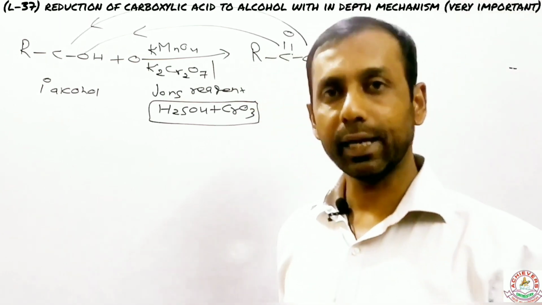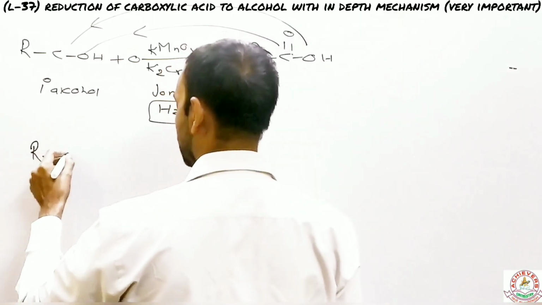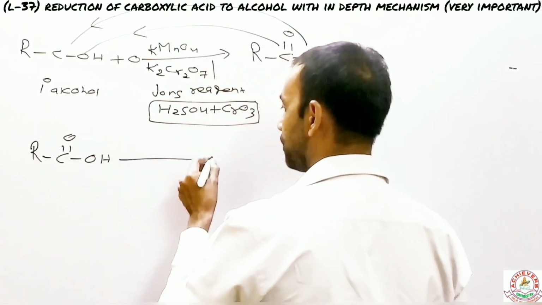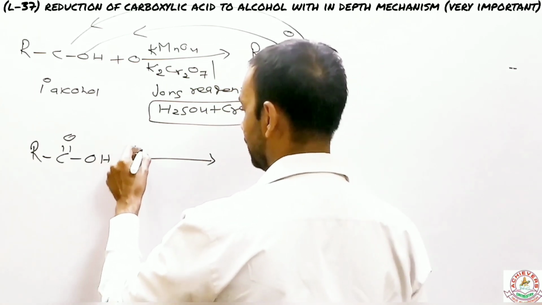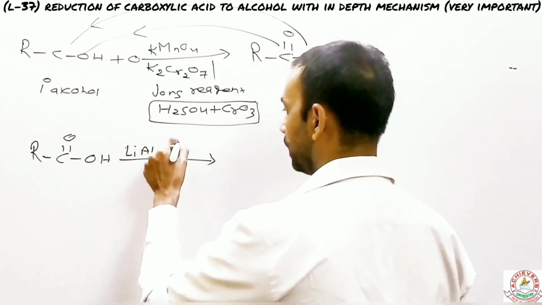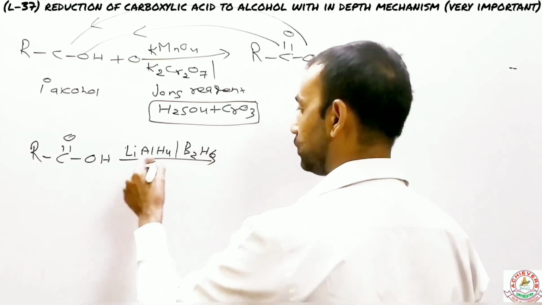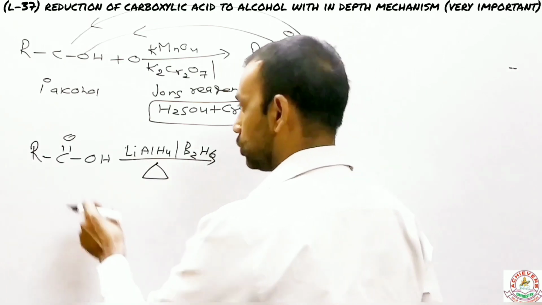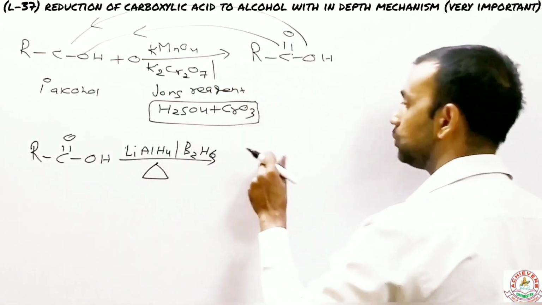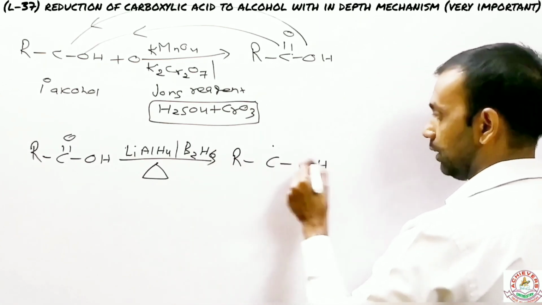First I'll take you through a reaction and then I will come to the mechanism part. Let's take the carboxylic acid here, and with the carboxylic acid, what you need is a reducing agent like lithium aluminium hydride, or maybe even diborane, B2H6, can be used, and you also may need heating. If you react the carboxylic acid with these reducing agents, it will convert into alcohol.